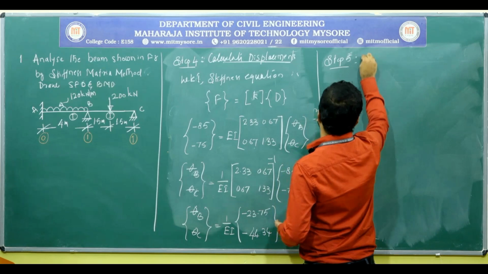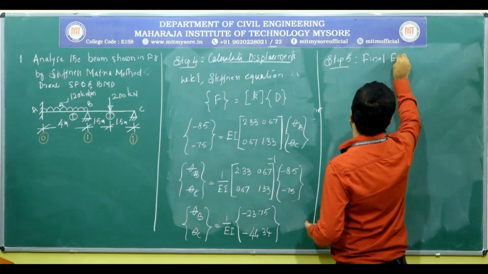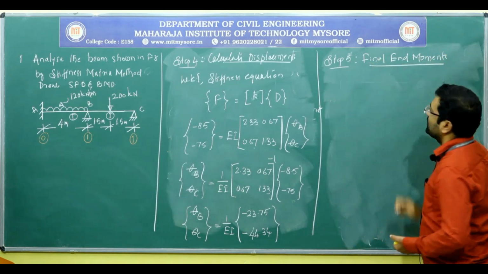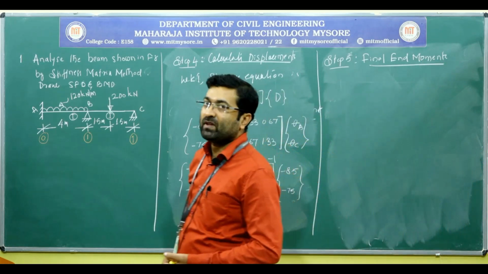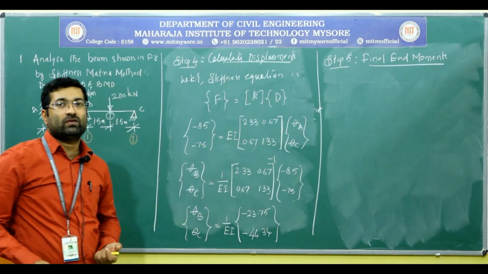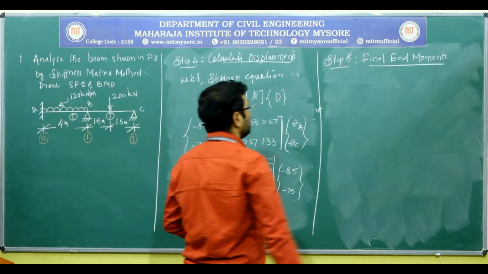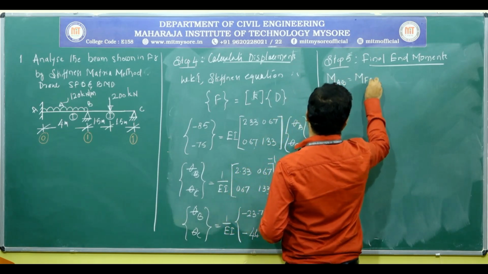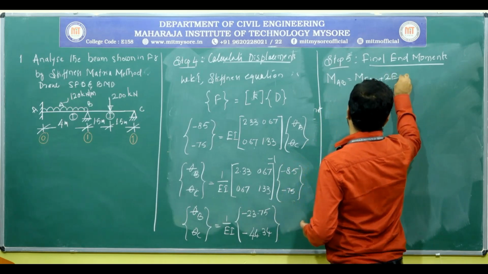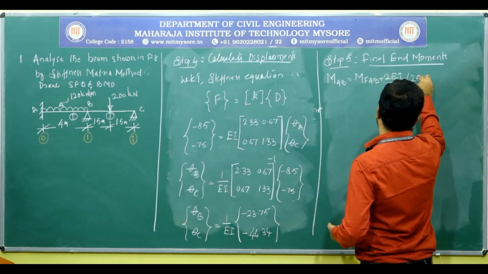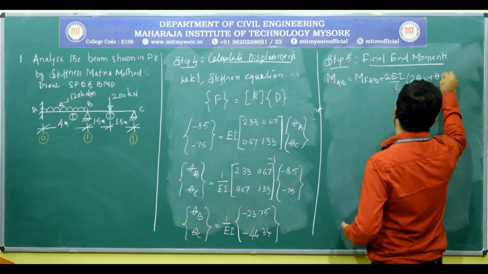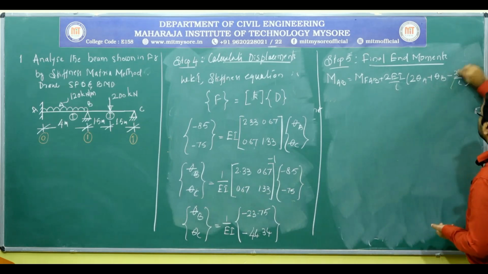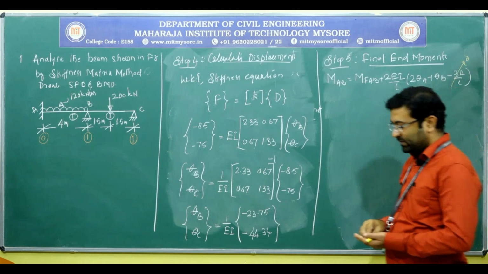Step number 5, final end moments. Okay. I am going to use the slope deflection equations to determine the final end moments. As per that, MAB is equal to MFAB plus 2 EI by L into 2 theta A plus theta B minus 3 delta by L. Here we don't have any sinking, so the delta value will be 0.